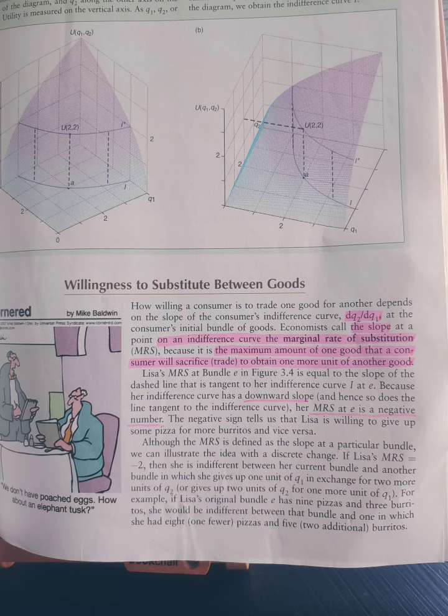Lisa's marginal rate of substitution in bundle E in figure 3.4 is equal to the slope of the dashed line that is tangent to her indifference curve, I, at E. Because her indifference curve has a downward slope, and hence so does the tangent line, her marginal rate of substitution at E is a negative number.